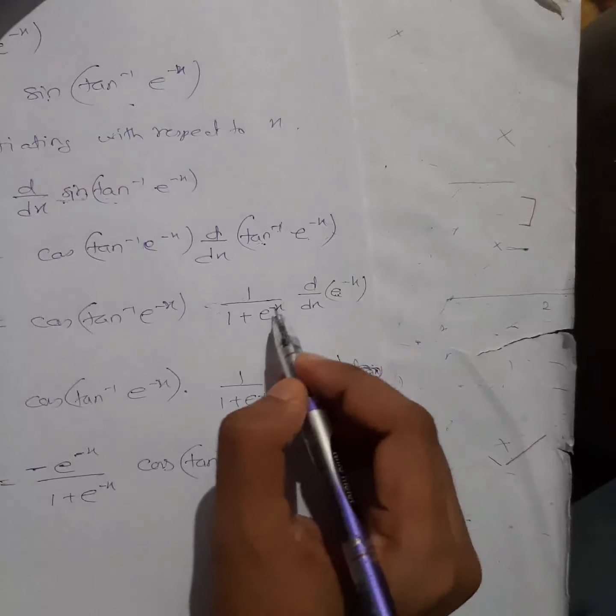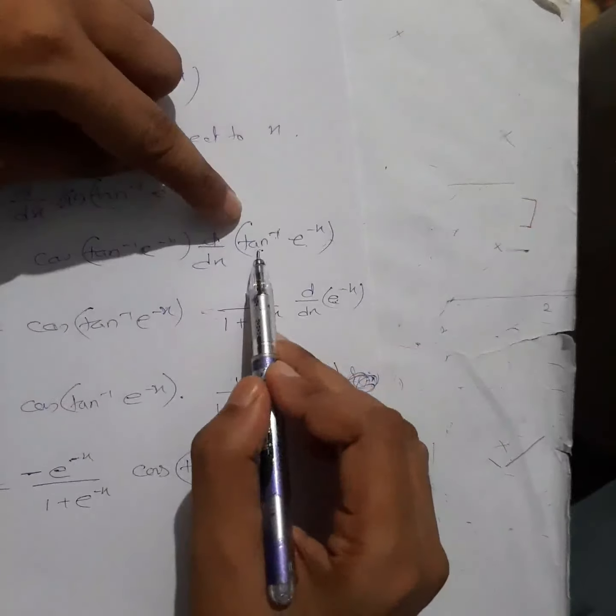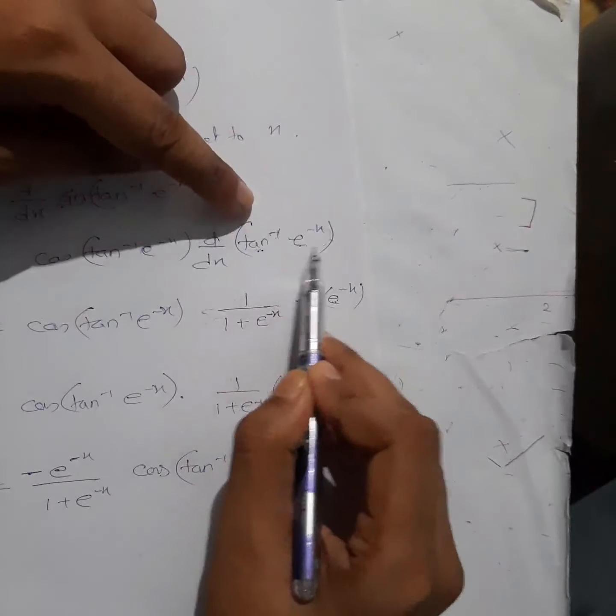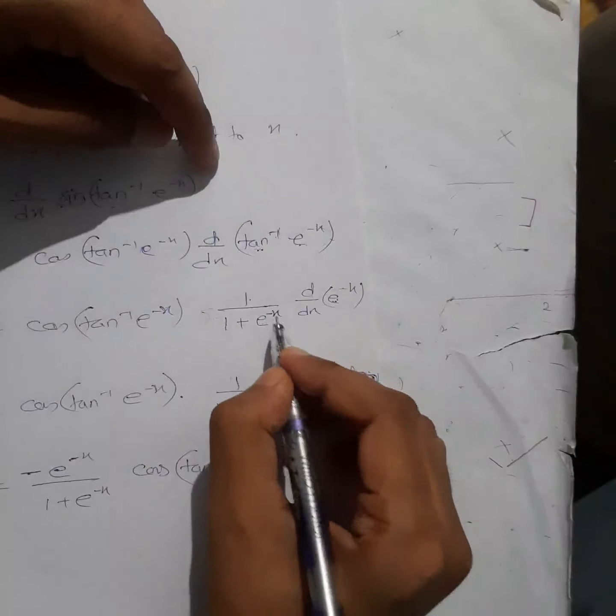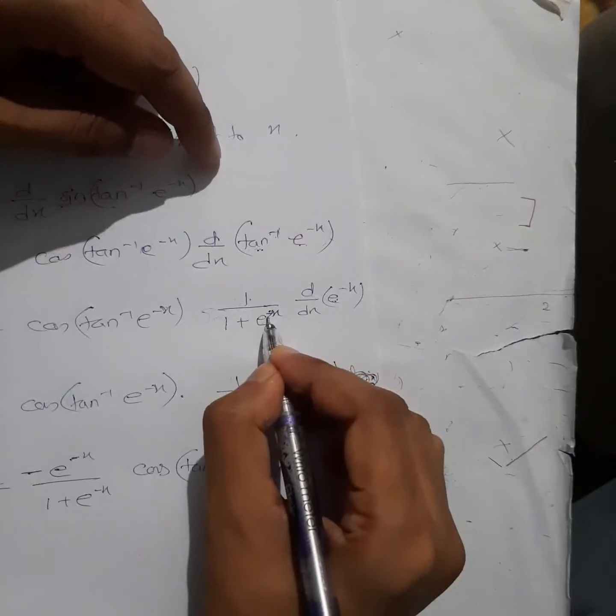One thing I have missed out, I guess. This is of the form tan inverse x, so it should be 1 by 1 plus x square. This should be square, right? So here it will be 2.